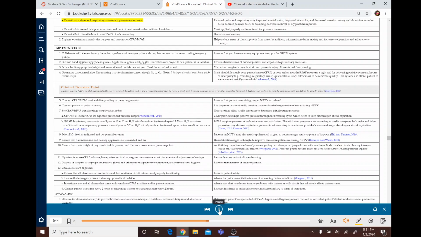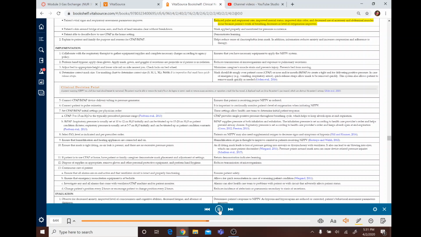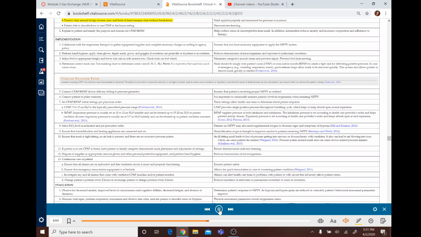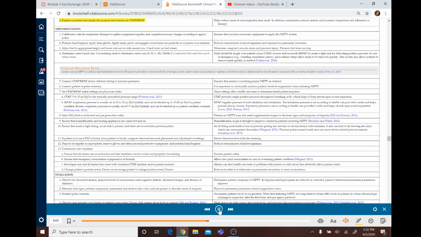Patients' vital signs and respiratory assessment parameters improve. Reduced pulse and respiratory rate, improved mental status, improved skin color, and decreased use of accessory and abdominal muscles occur because patients' work of breathing decreases as level of oxygenation improves. Patient's skin around bridge of nose, ears, and back of head remains clear without breakdown. Mask applied properly and monitored for pressure occurrence. Patient able to describe how to use CPAP in the home setting. Demonstrates learning. 2. Explain to patient and family the purpose and reasons for CPAP/BiPAP. Helps reduce sense of claustrophobia from mask. In addition, information reduces anxiety and increases cooperation and adherence to therapy.